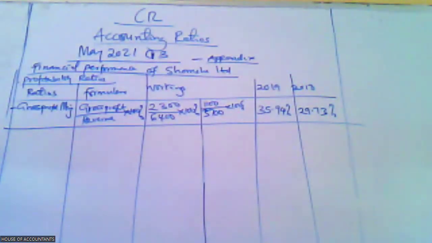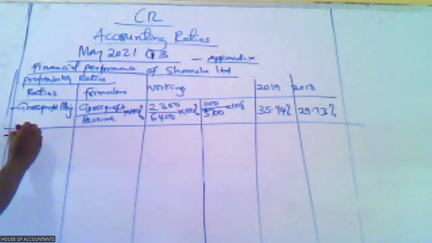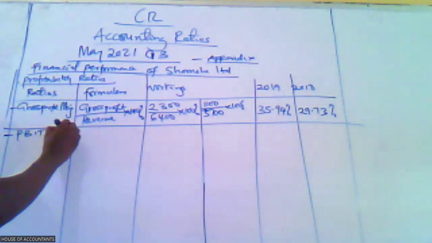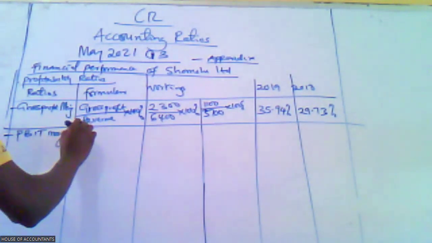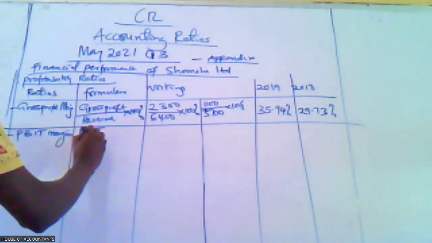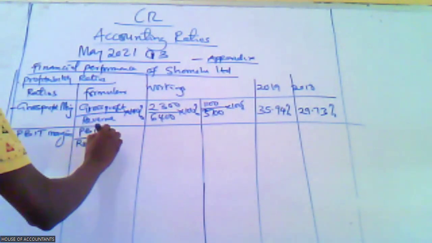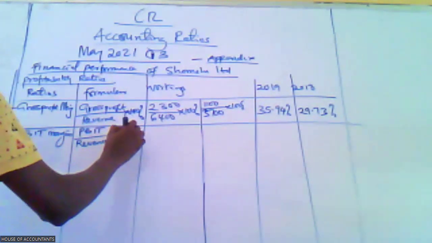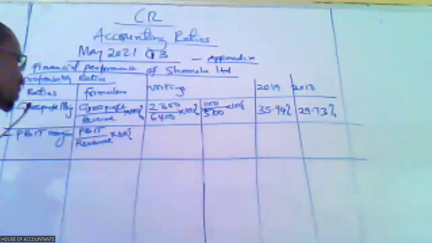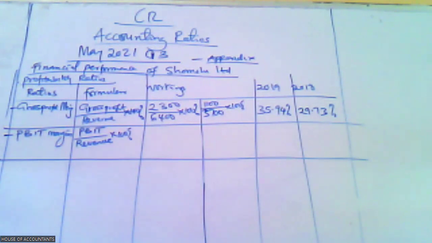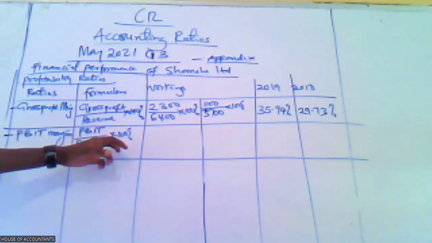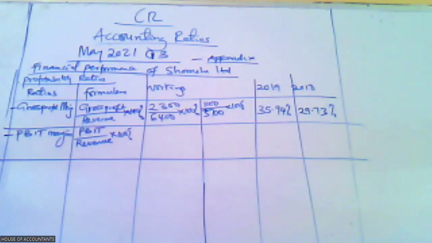So that is gross profit margin. What is the next one we can do? PBIT margin. PBIT margin simply means PBIT over revenue multiplied by 100%. When you put the formula, the examiner will know that you are not copying from anybody. It will also help you to know what figure you are bringing in. So from here, what's our PBIT in that question? It's not there.